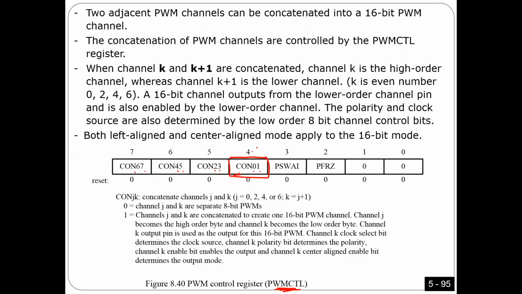If I put 0, that means they work in 8-bit mode, separate. If you put 1, I concatenate. Very easy, right? So here you can put 1 or 0. 0 means separate, so two separate channels. 1 means concatenated, so it's going to be only one pin or one signal you can generate. Now someone can ask me, okay, if you concatenate, for example, channel 0 and 1.